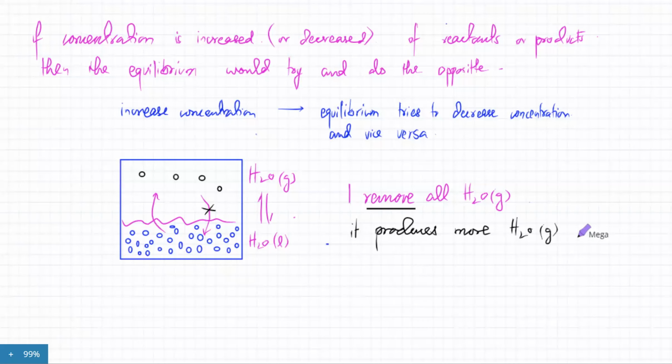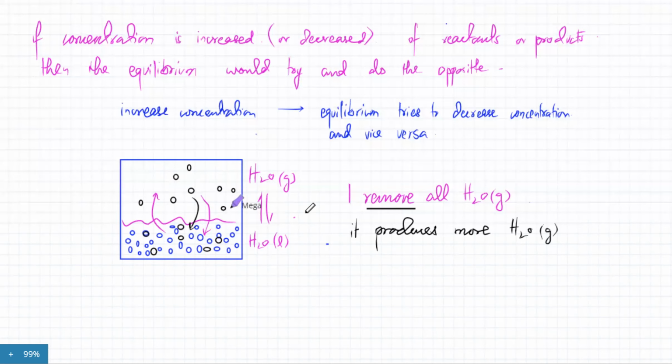So it's going to do the exact opposite. And if I try to increase water vapors, let's say I open the container and I add a lot of water vapors. It will automatically, because there are so many water vapors, speed up the condensation. And the huge quantity of water vapors that I've added would automatically start turning into liquid water. The speed of condensation would automatically increase.